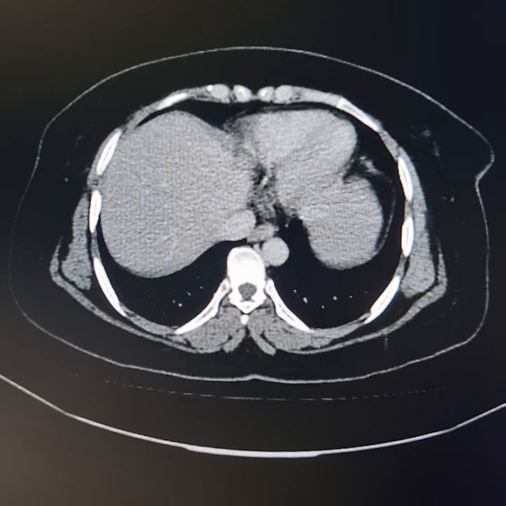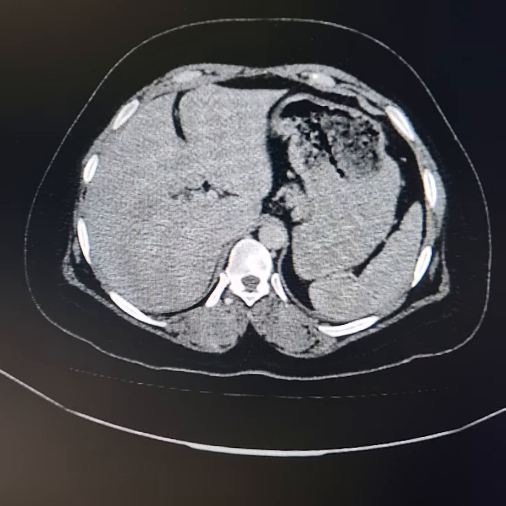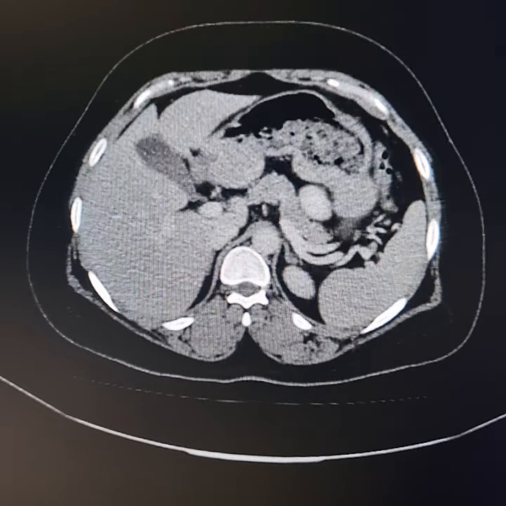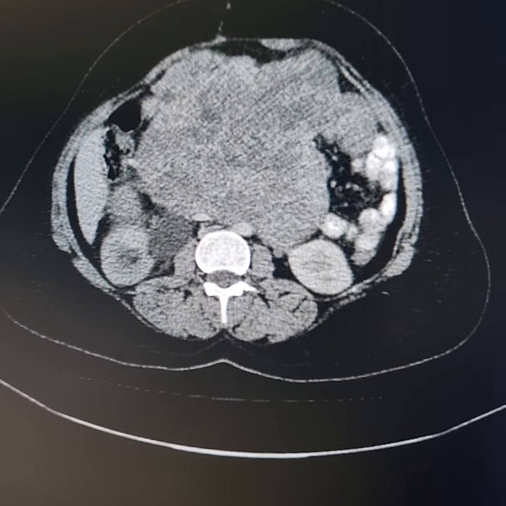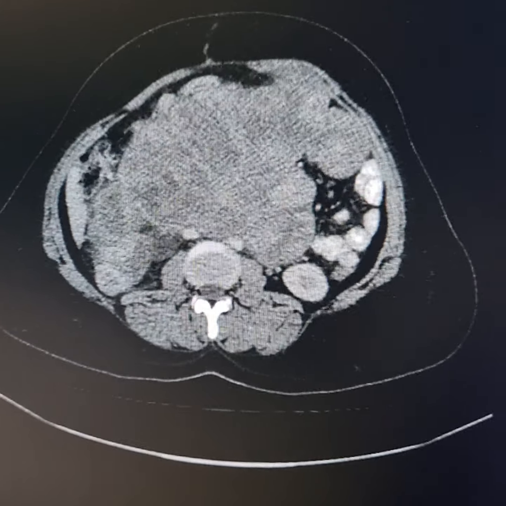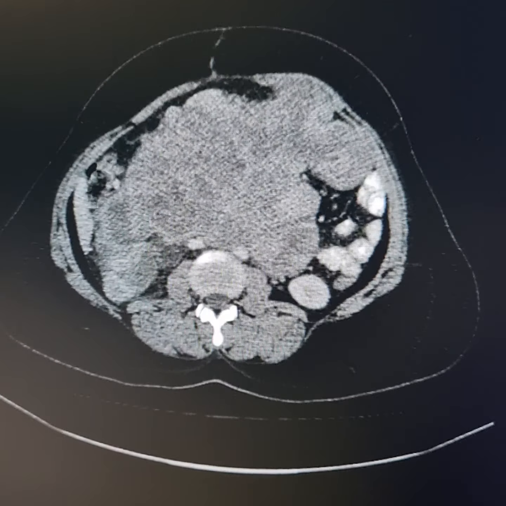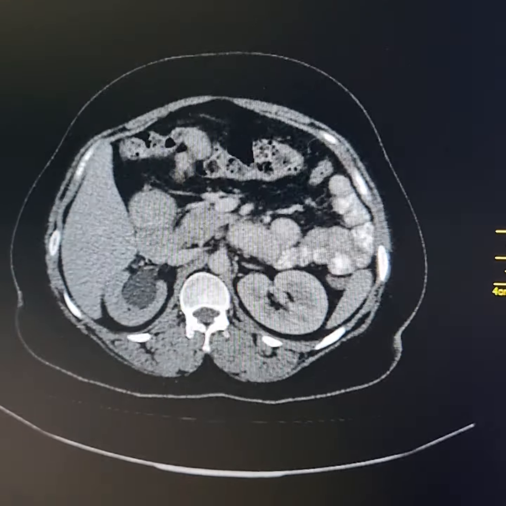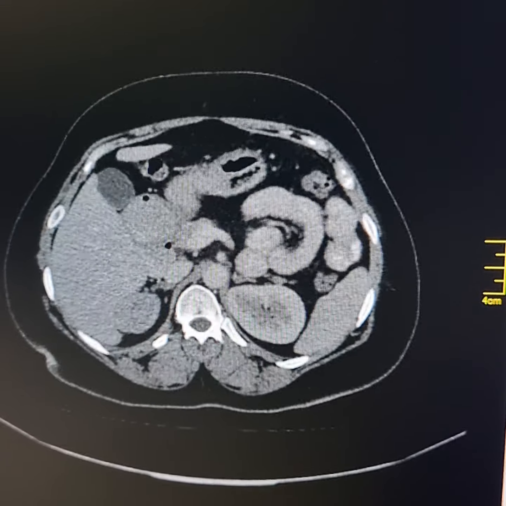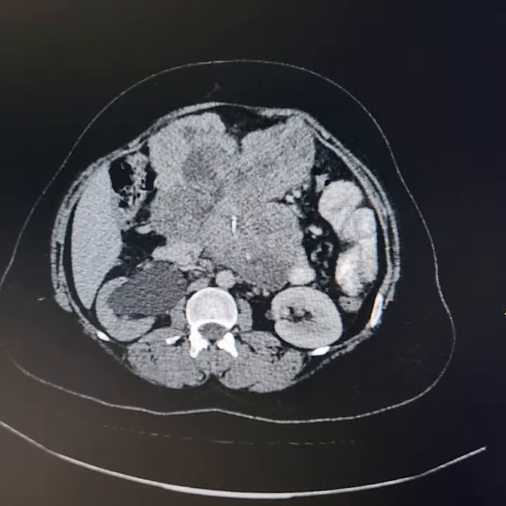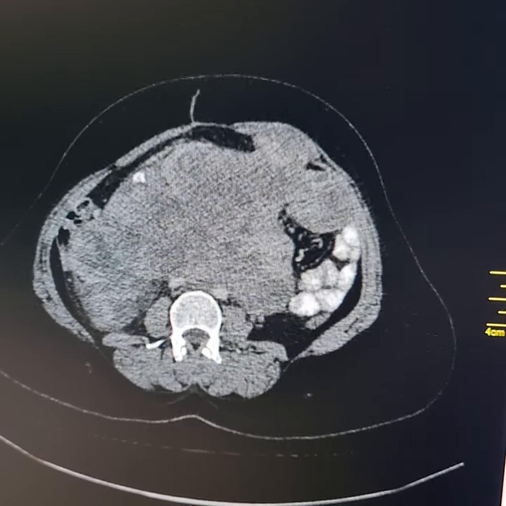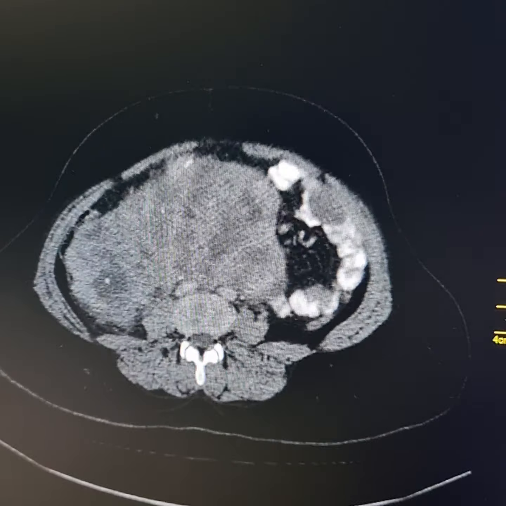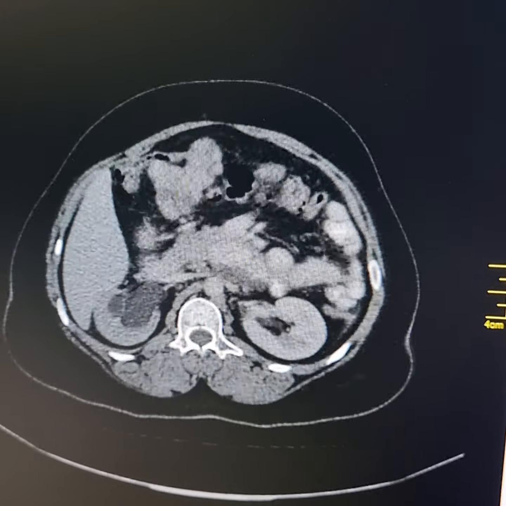This is a contrast CT scan of a 37-year-old female. She is a known case of retroperitoneal leiomyosarcoma. She is on chemo. Her previous CT scan, done in February 2023, showed slight regression, but this present CT scan shows further progression of the disease.